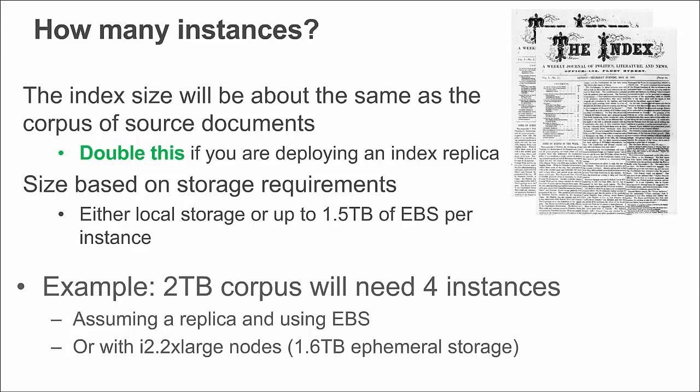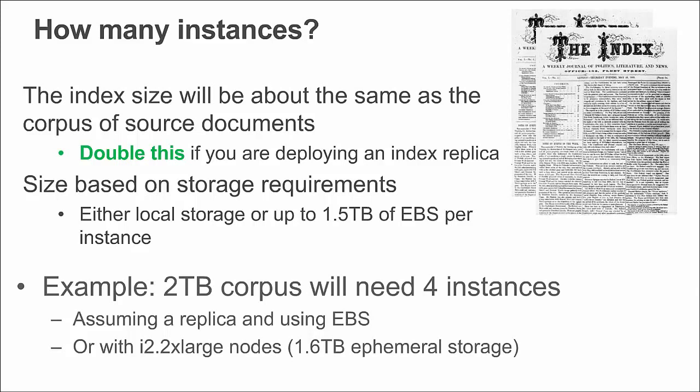Closing your eyes, squinting, and looking kind of over your thumb, you can basically think of the index size as roughly the same as the size of the documents that you have. So if you're using a replica, and you should, you need to double that because both the primary and the replica will be stored. And then you can size based on those requirements. And using 1.5 terabytes of EBS, or thinking about 1.6 terabytes of i2 2x large storage, you can simply divide.